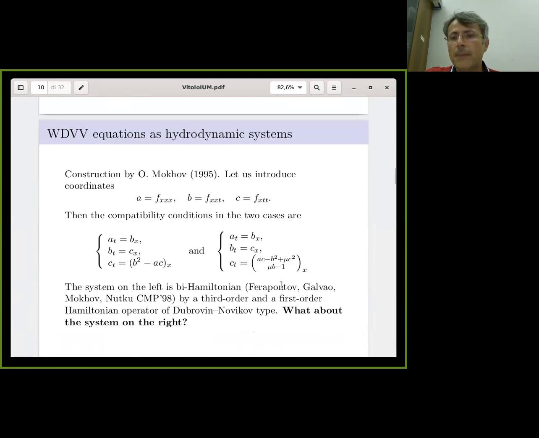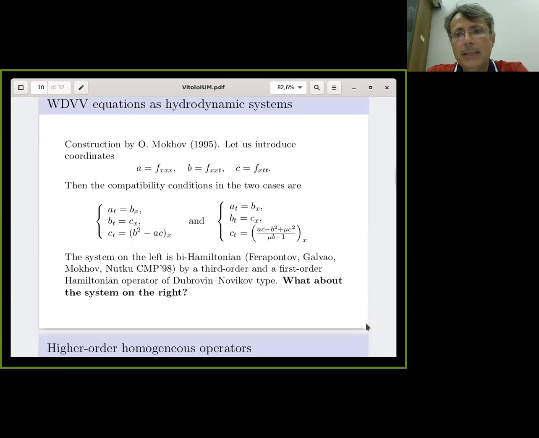Exactly the same mechanism holds for the other equation, where you produce this system of conservation laws. Okay, the fact that this system is bi-Hamiltonian was already observed by these four people, Ferapontov, Galvao, Mokhov, Nutku in 98. And they observed that it is bi-Hamiltonian by a third order and a first order Hamiltonian operator of Dubrovin-Novikov type. So what about the system on the right? Well, about that system, nobody cares, or nobody knew. So we have entirely new results about this system, but we will see them a bit later.